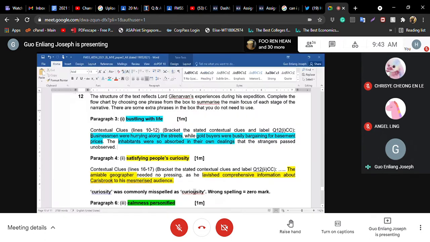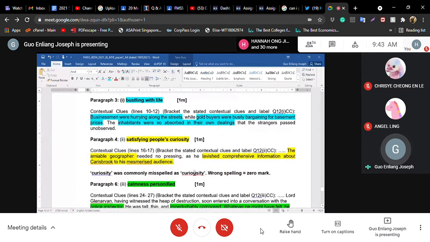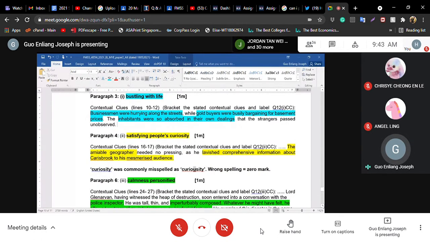Businessmen hurrying along the streets, that means there's a lot of things being done, so bustling life. Gold buyers busily bargaining for prices, that means it's a lot of life, a lot of negotiation and discussion going on. Inhabitants were so absorbed, that means they are so involved in their own dealings and negotiations. So that's where the life comes in. Life can refer to noise. Bustling with life means it's very noisy, a lot of activities going along.